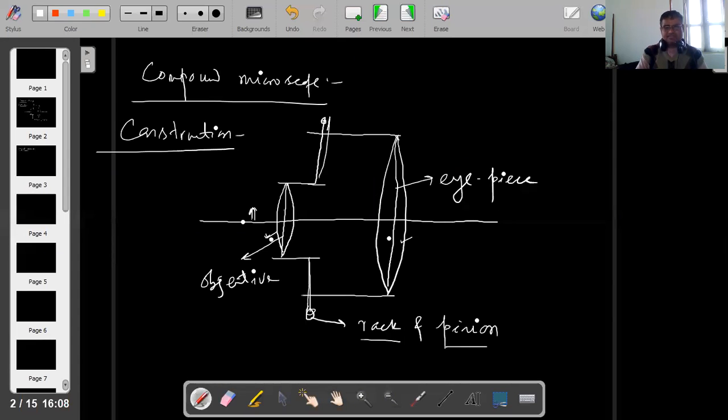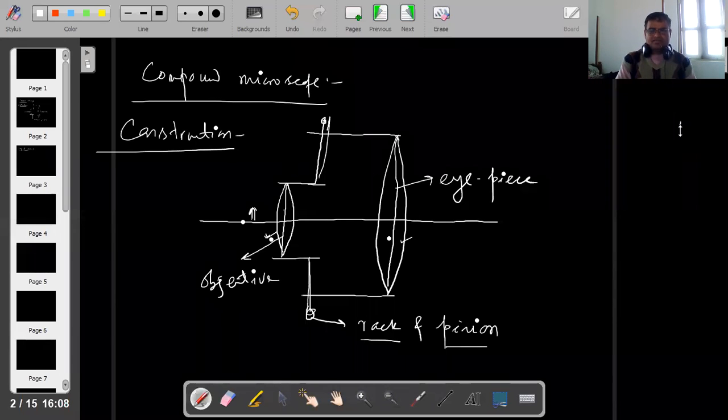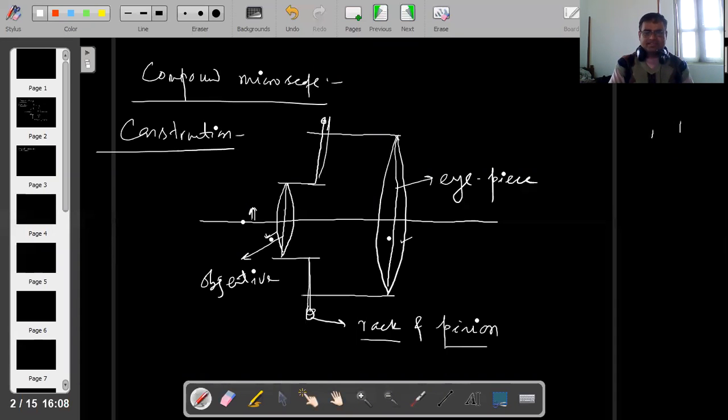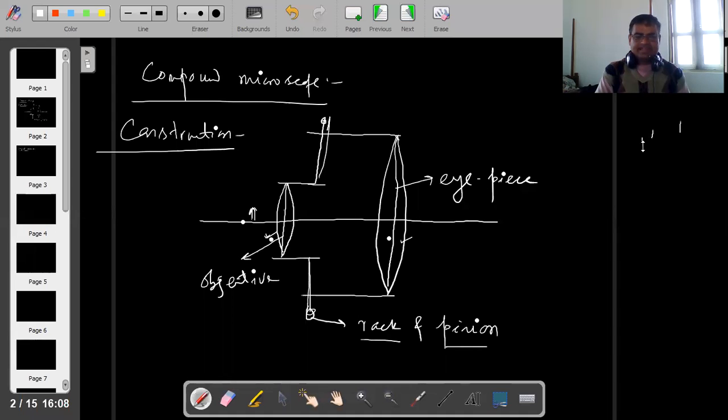Understood? Construction. Write down. It consists of two lens systems, namely objective and eyepiece, which are coaxially placed in rack and pinion arrangement.